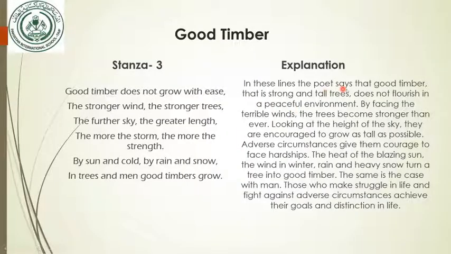In these lines, the poet says that good timber, that is, strong and tall trees, does not flourish in a peaceful environment. By facing the terrible winds, the trees become stronger than ever. Looking at the height of the sky, they are encouraged to grow as tall as possible. Adverse circumstances give them courage to face hardships. The heat of the blazing sun, the wind in winter, rain and heavy snow turn a tree into good timber.